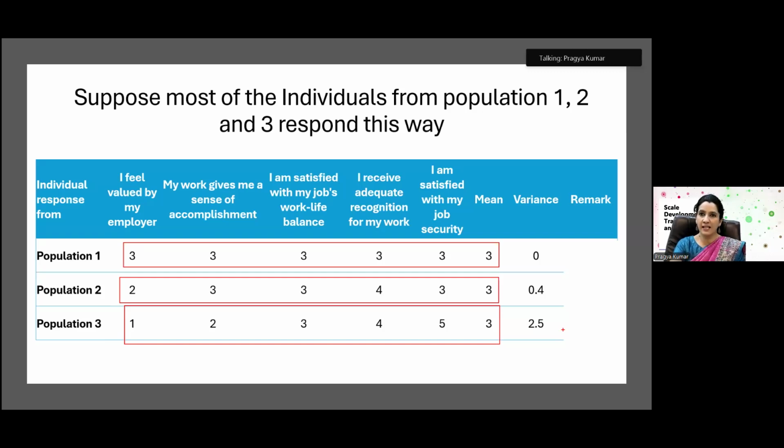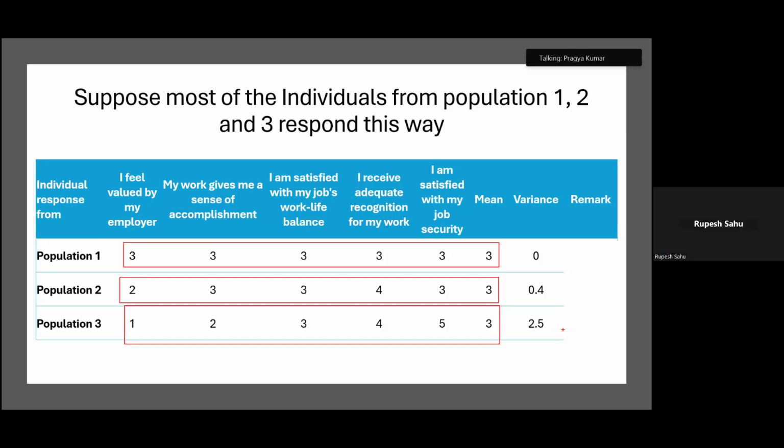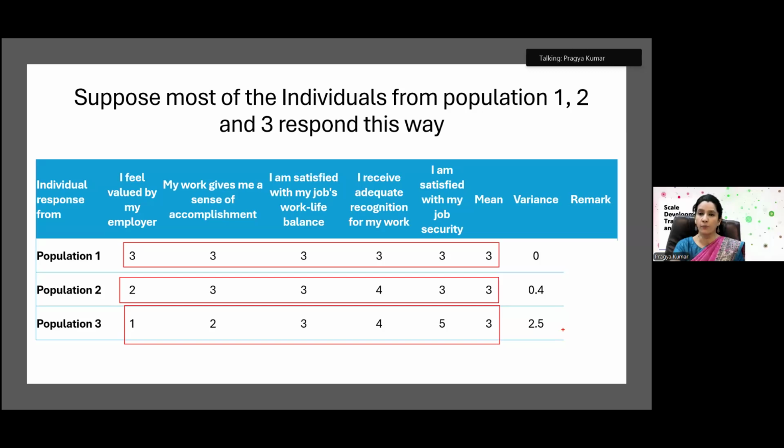In which case is the reliability more? Which population? The variance is less. Population 1. Variance is 0. It is very good. The scale is highly reliable. And what about population 3?